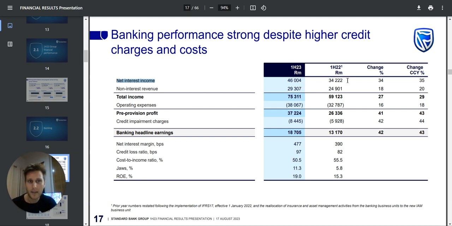And we can see that just from the same period, 6 months of this year, to the same period last year, the first 6 months of last year, that they grew their net interest income purely from interest rate increases by an additional 12 billion rand. That's incredible. It's a 35% change. And that's contributing to the group's overall profits.